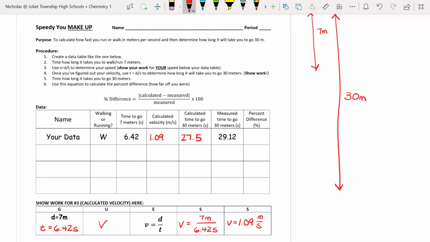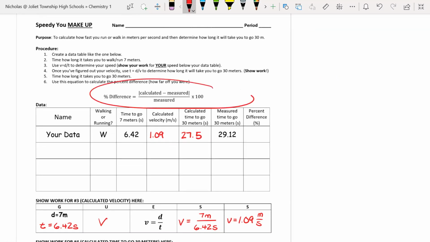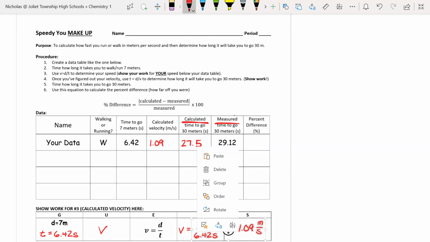Now, if you notice, the two numbers are different. The next thing that we're going to do with our information is find our percent difference. So the formula for percent difference is right here. I'm going to plug into that equation and we'll see what we get. It says calculated. We have our calculated amount here, and then we have our measured amount here. If you notice in the formula, we have these bars at the top, right here and right here. Those are absolute value bars.